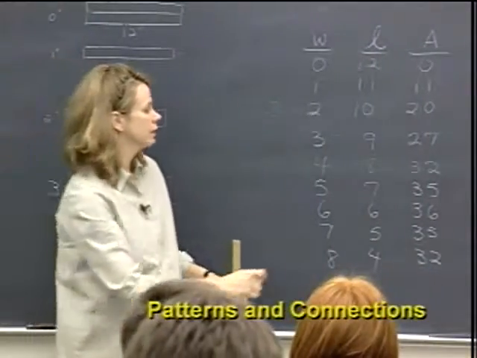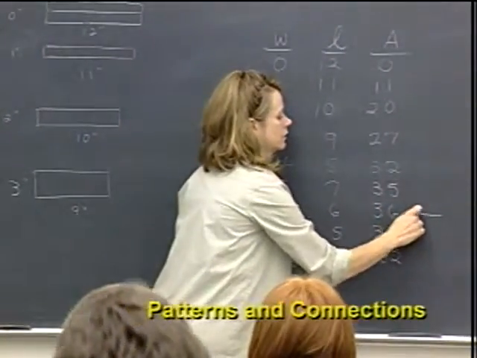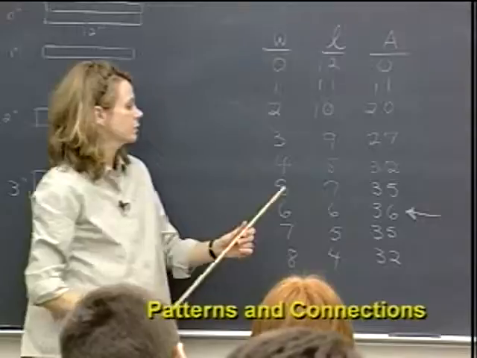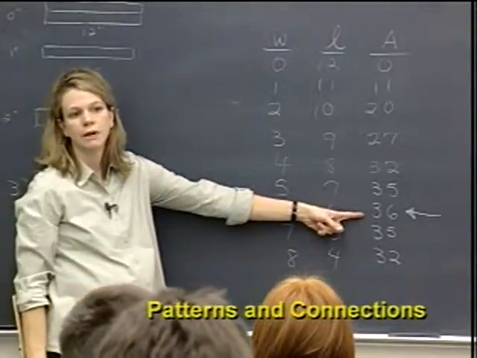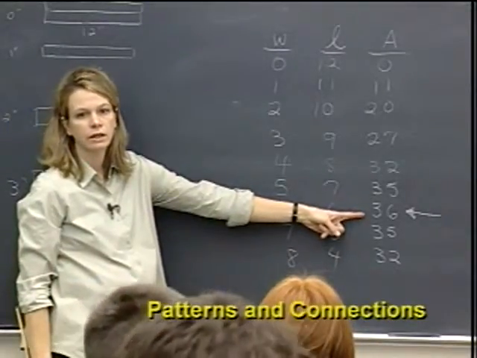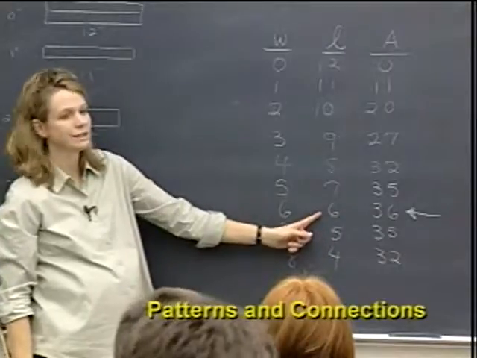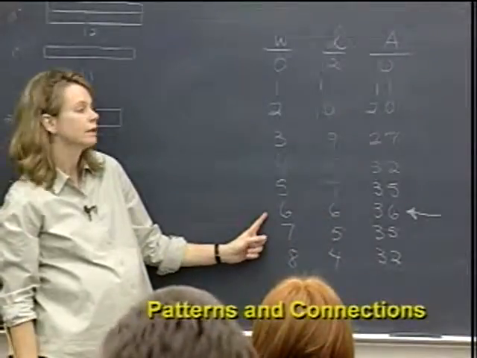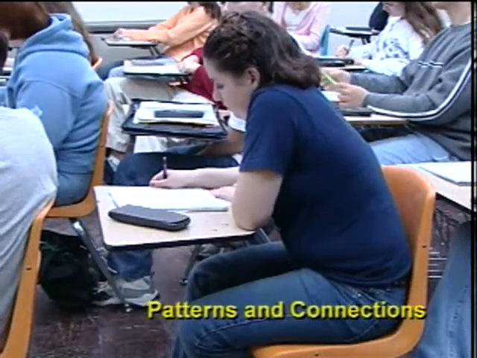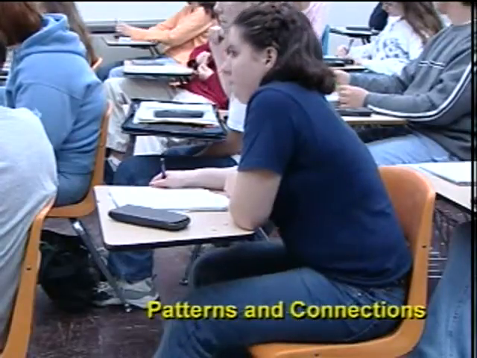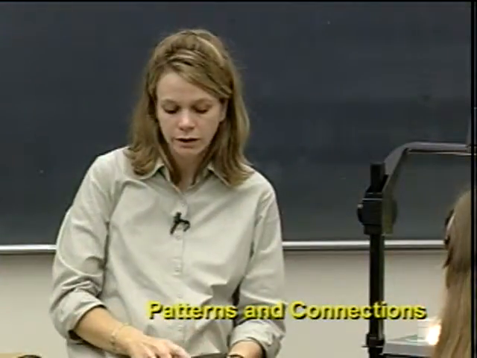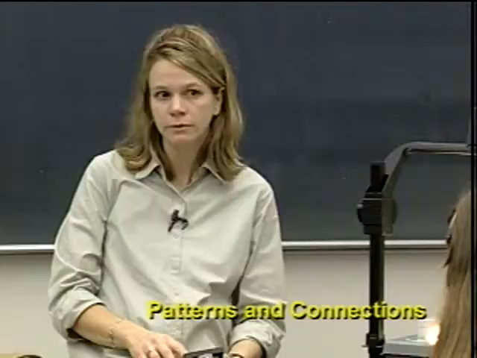Do you see this right here? Is what we call our maximum area. And the dimensions would be 6 by 6. Okay, now what we're going to do is take a look at what this looks like graphically. So let's change the window again. I want to go 0 to 15.